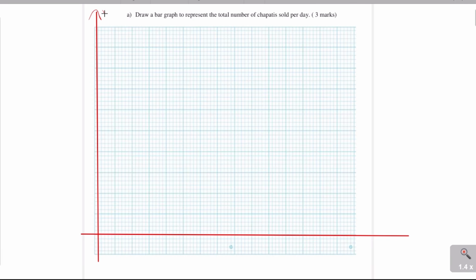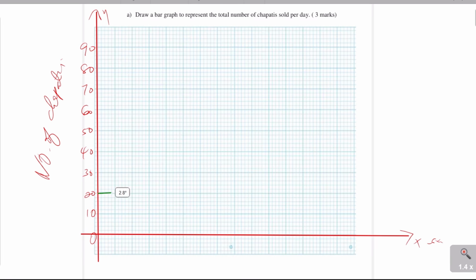This is the axis. So you have the y-axis and then you have the x-axis. So these will represent the number of chapatis, and using 10. So this is 10, 20, 30, 40, 50, 60, 70, 80, 90, and so on. So for Monday, how many chapatis were sold? 20. So for Monday we have 20. So we simply draw the bar here. So 20.